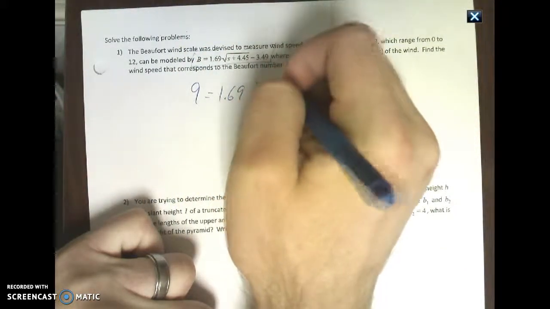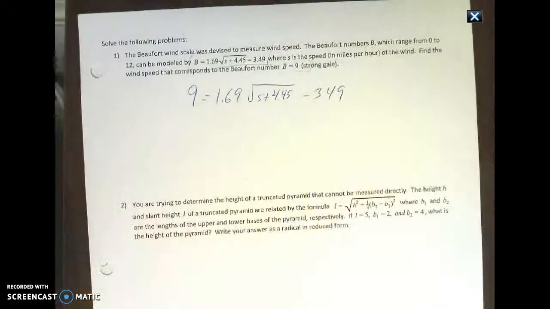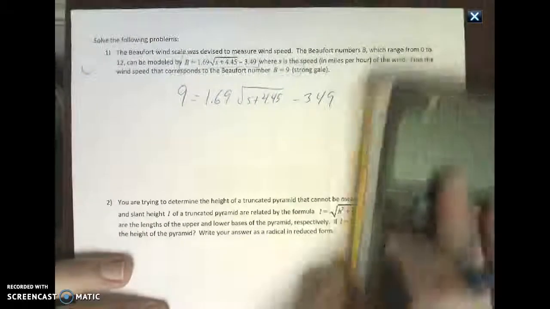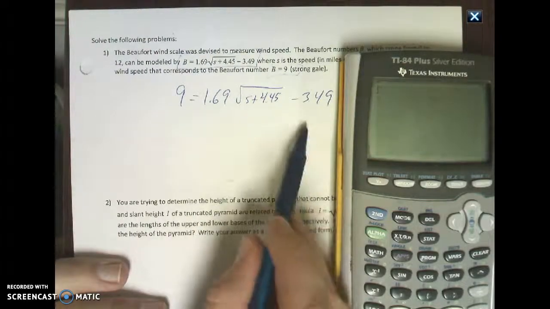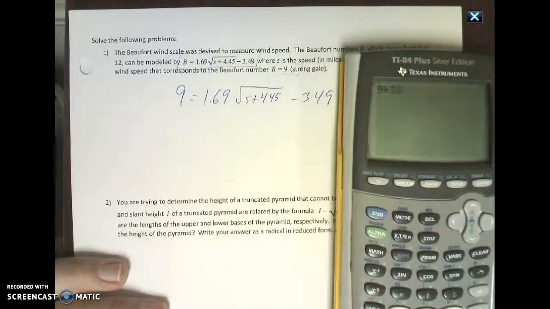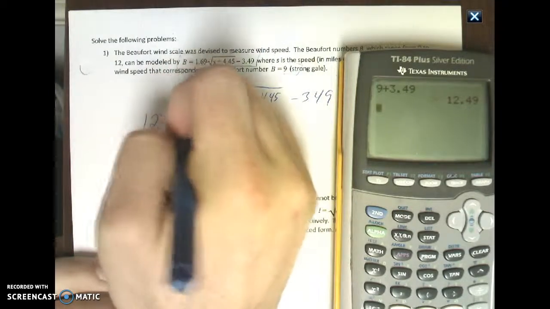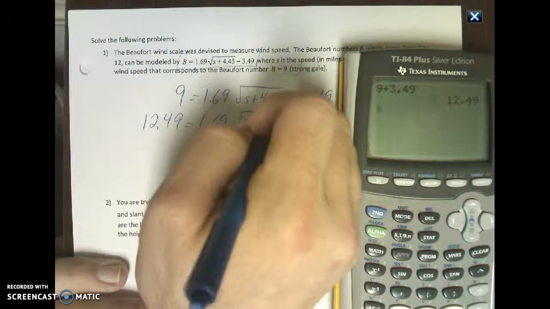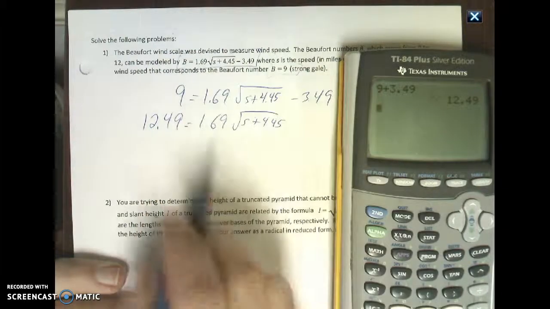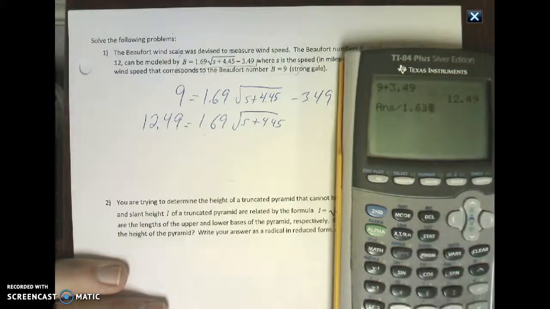Okay. This problem, I'm relying heavily on my graphing calculator. I don't wish this problem to be done without it. So what I have here is I'm going to first add 3.49 over. I get 12.49 equals 1.69 square root of S plus 4.45. I got to get rid of the 1.69. Divide this by 1.69.